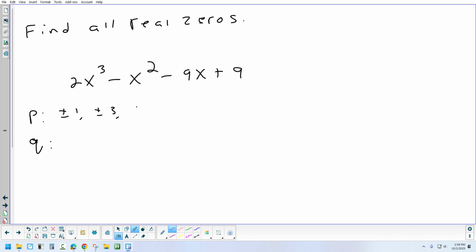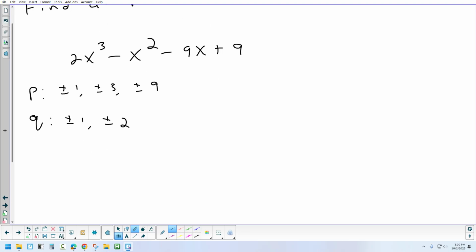And what about all the factors of q? Plus or minus 1, plus or minus 2. So now we're going to write down all the different p over q options we could have. We could have 1, 1/2. We could have 3, 3/2. And we could have 9 and 9/2.